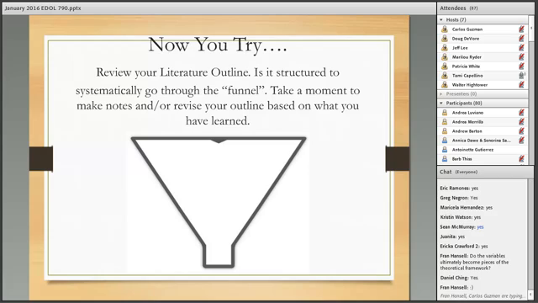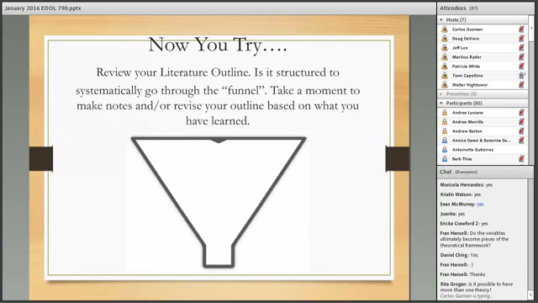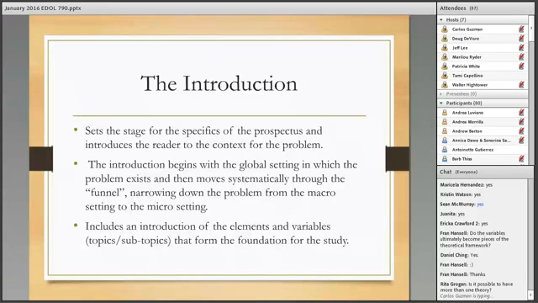And Dr. Lee reminded me I actually do have a few more slides, so it's not his turn to talk yet. So let me just go over a couple more tips on, now that we've passed the funnel, the introduction and background real quick.